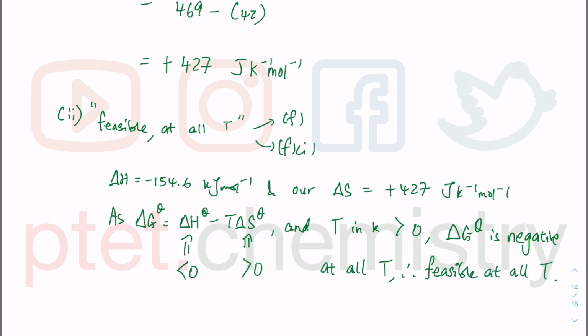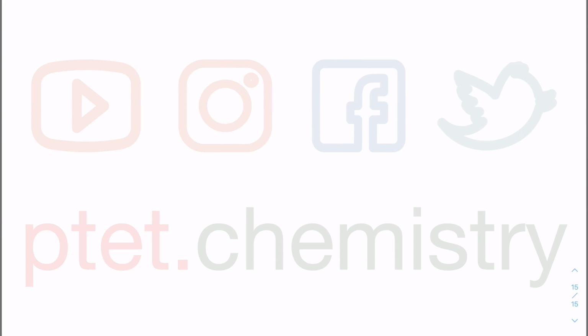So this is the way to explain it in terms of comparing this being negative and this being negative. T is always positive. So overall, this term will always give delta G as negative for all temperatures. That's why it's spontaneous and feasible for all temperatures. So that's the end of that 18-mark question.